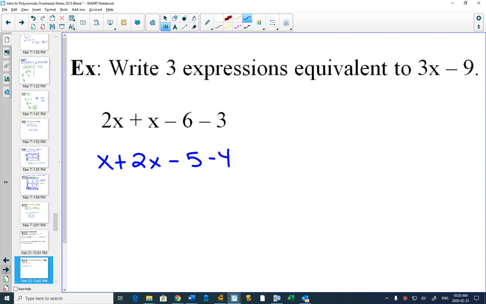Luke. Carly. Duncan. I had 5x minus 2x and then 9 minus 18. 5x minus 2x, perfect. And then plus 9 minus 18. Perfect. Cherish, what's one that you came up with? Not yet. Aiden?